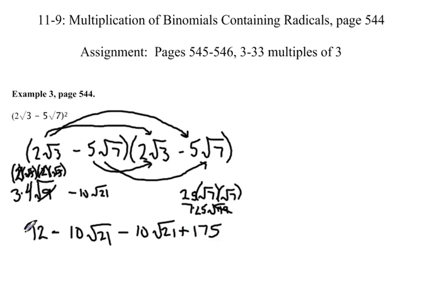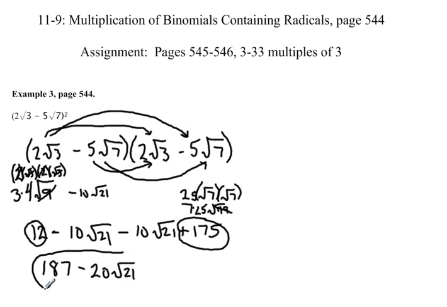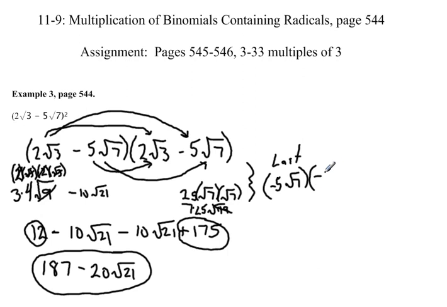Combine like terms. You've got 17 here, a positive 175. That gives me 187. Negative 10 minus 10 more gives me negative 20 square roots of 21. And there's how you arrived at your answer. This is the part where you're going to get the most confused. Because when you're doing those last terms, this is the last set, you had a negative 5 times the square root of 7 that you're multiplying by another negative 5 square root of 7.